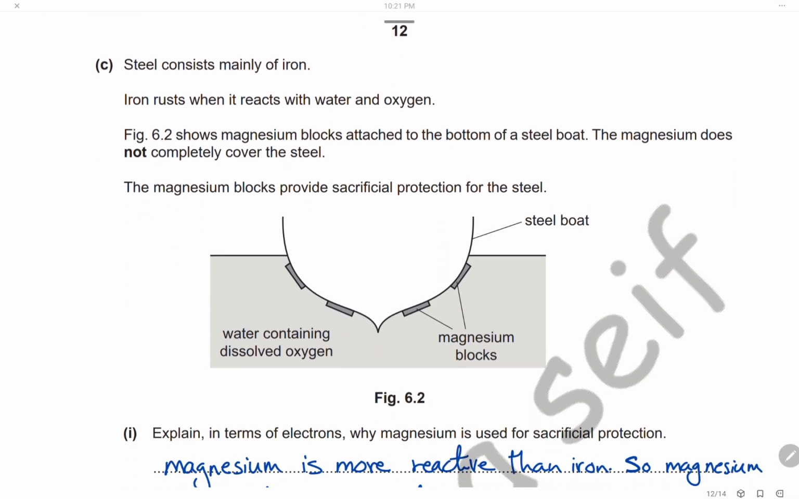Steel consists mainly of iron. Iron rusts when it reacts with oxygen and water. Figure 6.2 shows magnesium blocks attached to the bottom of a steel boat. The magnesium doesn't completely cover the steel. Magnesium blocks provide sacrificial protection for the steel.